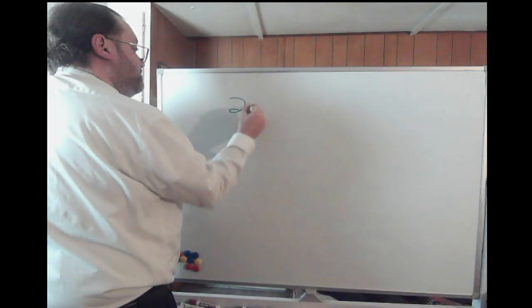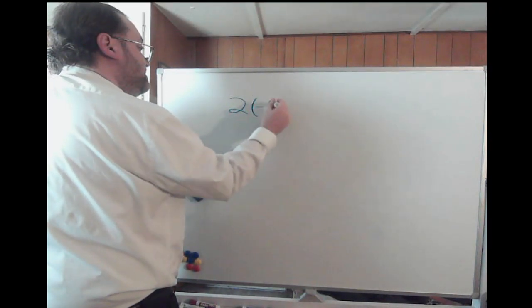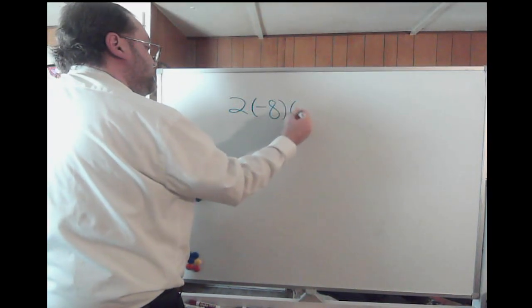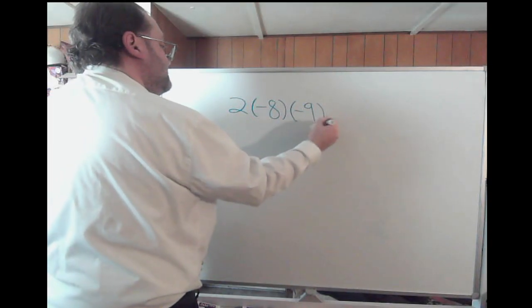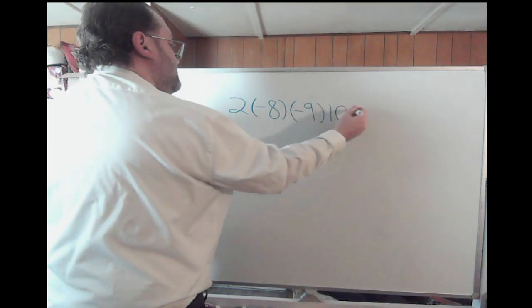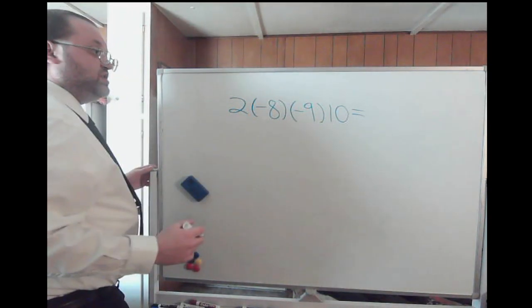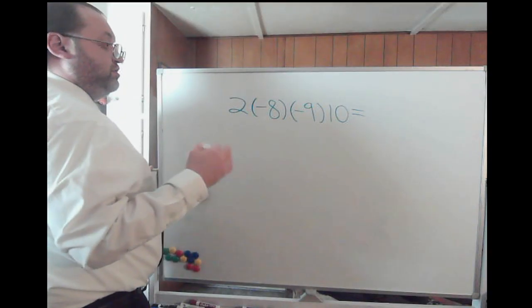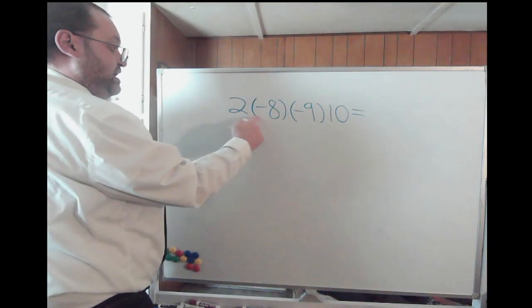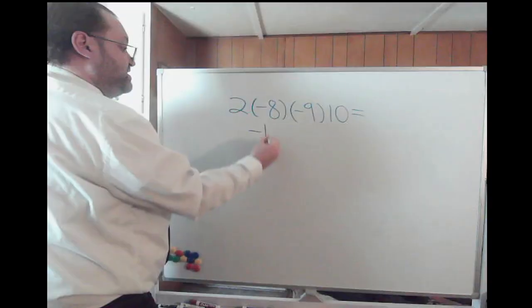Okay, we're going to have 2 times negative 8 times negative 9 times 10. So let's go ahead and do the multiplication here. We have 4 pieces of the multiplication problem. 2 times negative 8, well, that's negative 16.